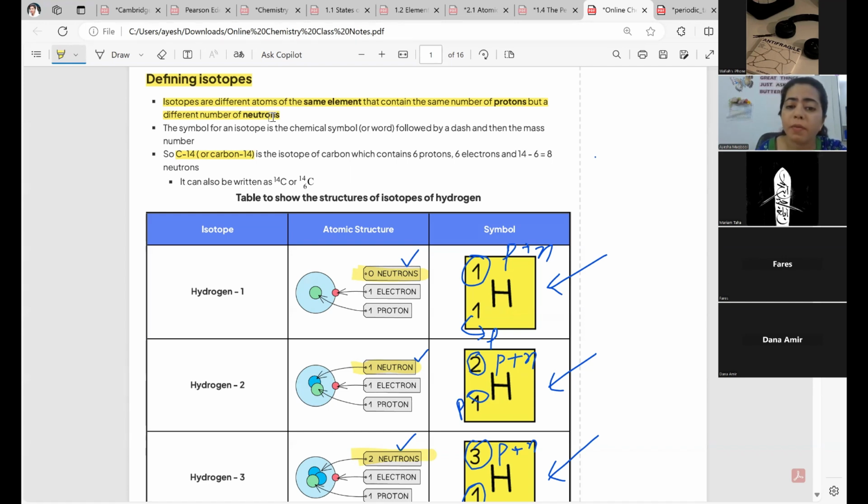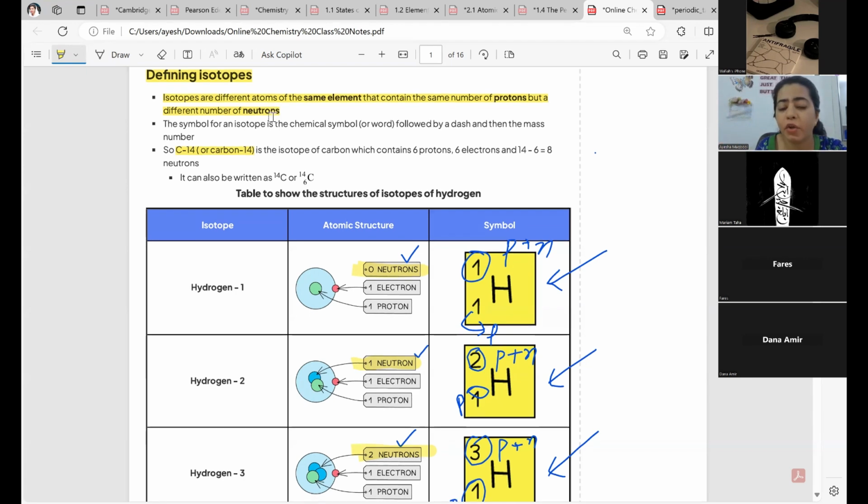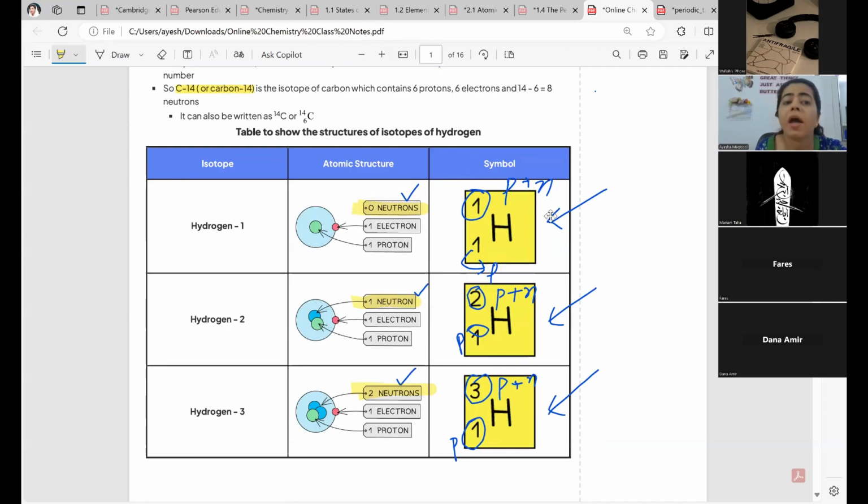Okay, so many elements have isotopes, some elements have no isotopes. Some have 2 isotopes, some have 3 isotopes, more than 7, 9, 12. The number of isotopes is different for every element in the periodic table. Hydrogen has 3 isotopes that you will remember. How are we going to write hydrogen in the exam?